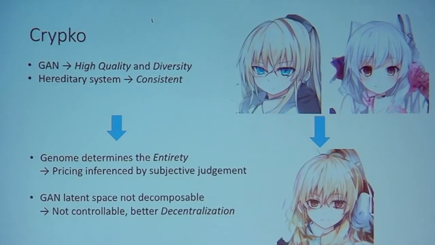In Crypto, the genome determines the entity. Pricing is influenced by subjective judgment. It's more like a real world collection. Also, the space of generated images is related to the GAN latent space, which cannot be easily decomposed. So the market price cannot be controlled by the GAN provider. This exhibits better decentralization behavior.